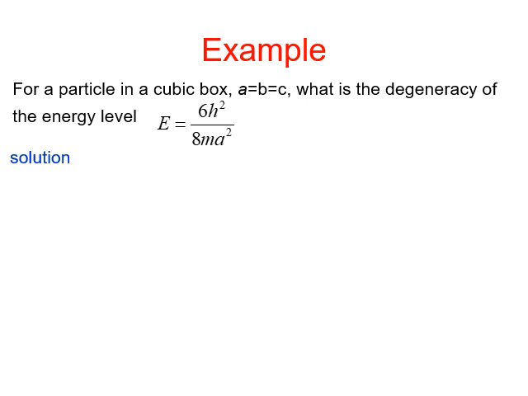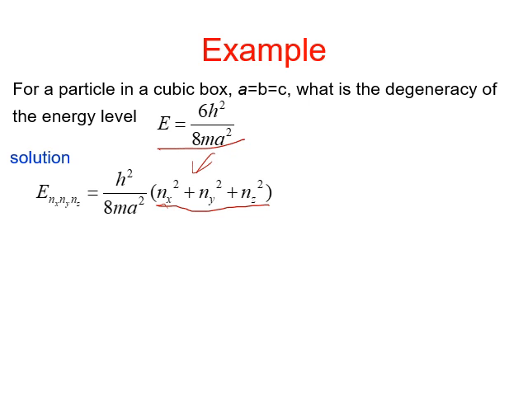Let's look at an example. For a particle in a cubic box, A equals B equals C. What is the degeneracy of the energy level E equals 6h squared divided by 8ma squared? For a cubic box, we know from the last slide that the general energy equation is h squared divided by 8ma squared, times nx squared plus ny squared plus nz squared. It's determined by three quantum numbers, nx, ny, and nz. These are the only allowed energy levels. So this must be one of these. For this to be the same, that means nx squared plus ny squared plus nz squared equals 6.